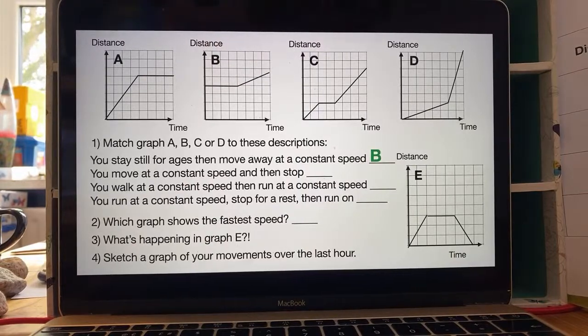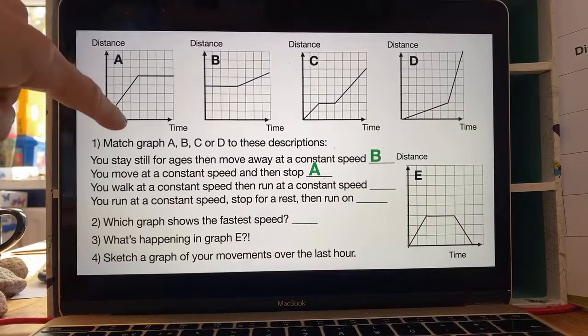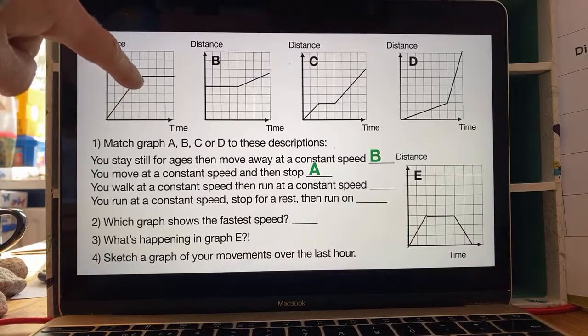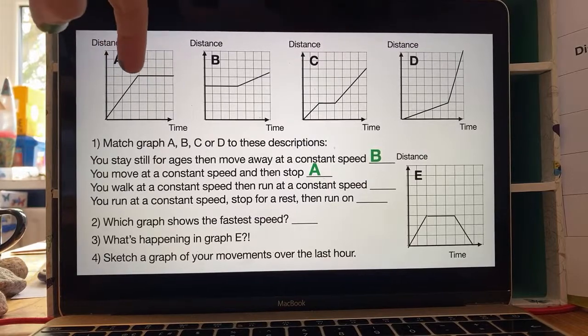Move at a constant speed and then stop. That's kind of the opposite. So that would be A. You're moving at a constant speed, time goes by, you move a certain distance, time goes by, you move that distance again, and then you get to a certain place and you just stop and time goes by, but the distance doesn't go up or down.